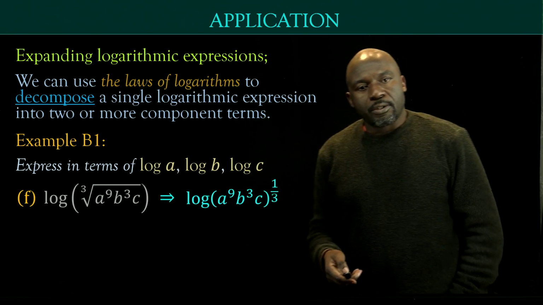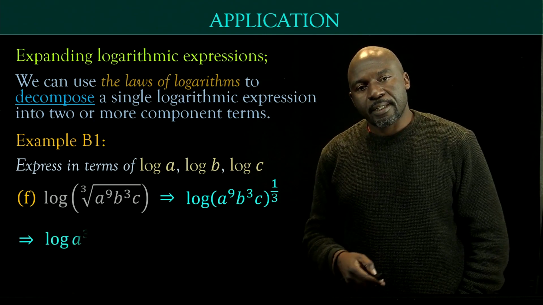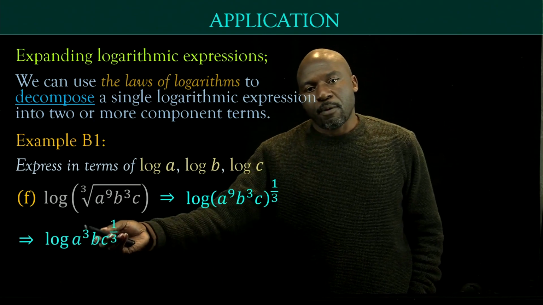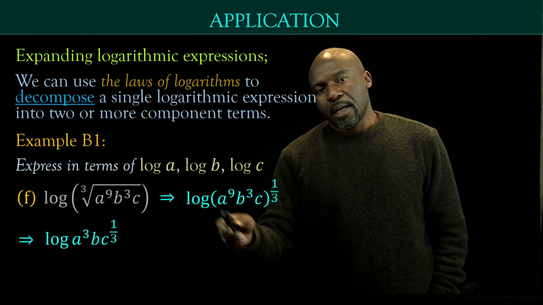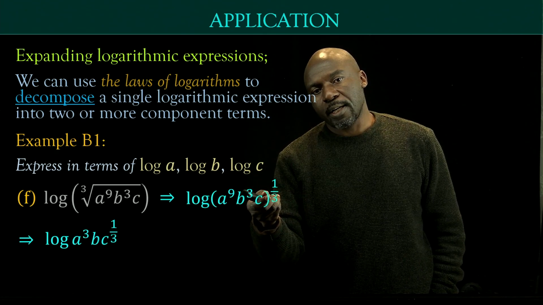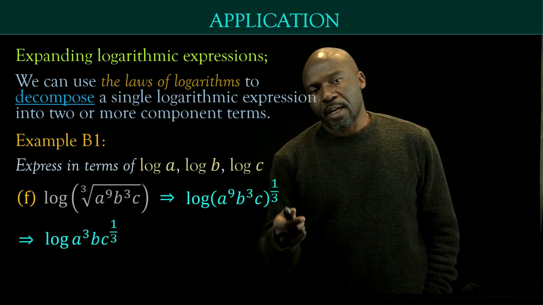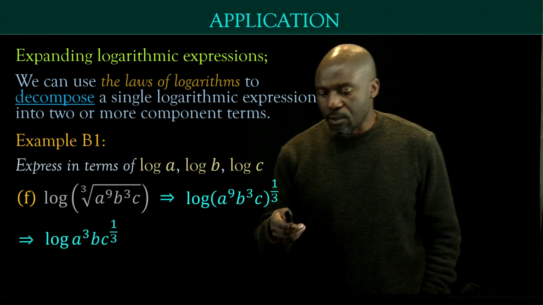All right, so with that simplification in mind, we can express this as log of A power 3, because a third times 9 is 3. B power 1, because a third times 3 is 1. And C power a third, because a third times 1 is a third. Okay, so we end up there.